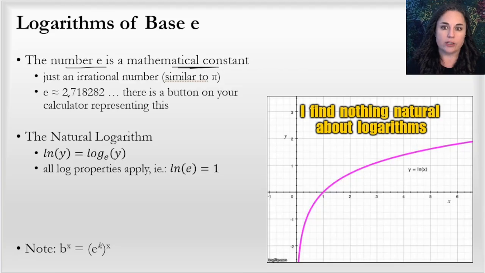But it does have a value. e is equal to 2.71828 and so on. It keeps going on and on. And there's a button on your calculator for it. It'll say e raised to, and you're going to have to put an exponent up. So the natural logarithm is what we're going to define as a log base e.